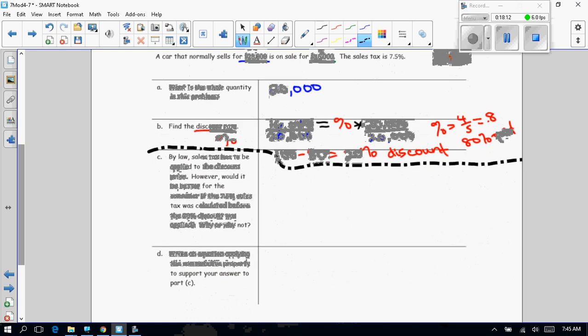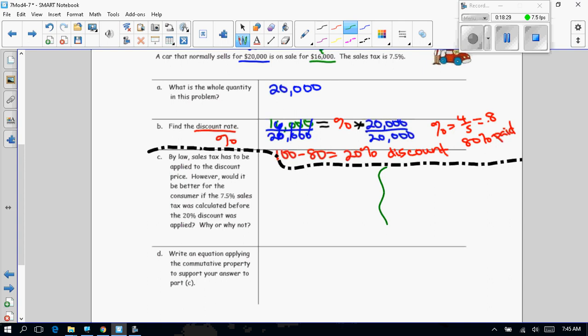Okay, but I'm curious, does it really matter when they put the percent on? Is it better for us, the consumer, to have them do it that way, or would it be better for us to actually have them do it at the end? Okay, at the beginning or at the end? So we're going to figure this out. So I'm actually going to take the tax first and do the discount second.